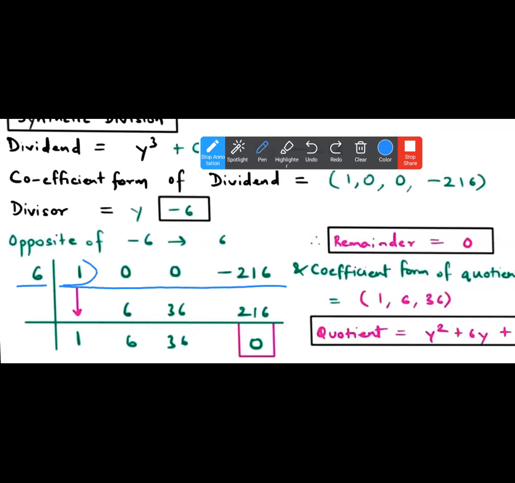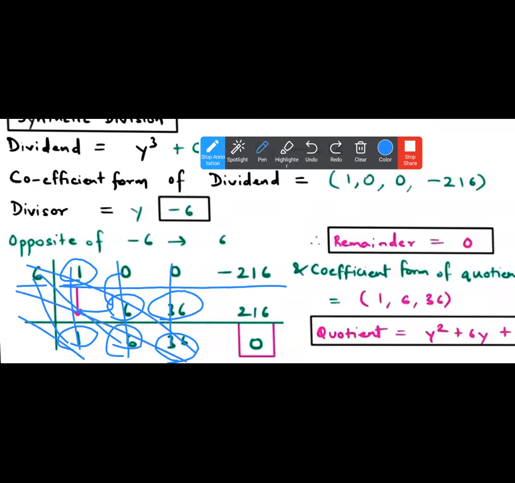So write 1 as it is in the third row. 1 multiplied by 6 is 6. You have to write it under 0. Then 0 plus 6 is 6. 6 multiplied by 6 is 36. You have to write it under 0. 0 plus 36 is 36. Here you have to do the addition or subtraction, whatever is there, and in the cross you have to do the multiplication.